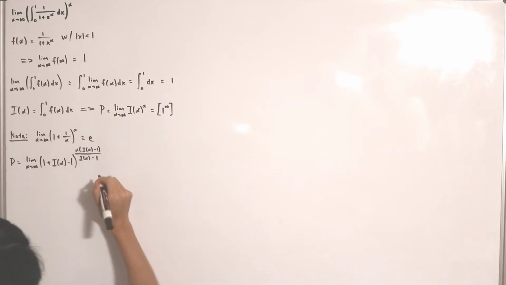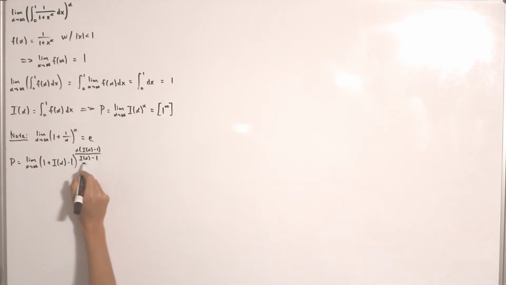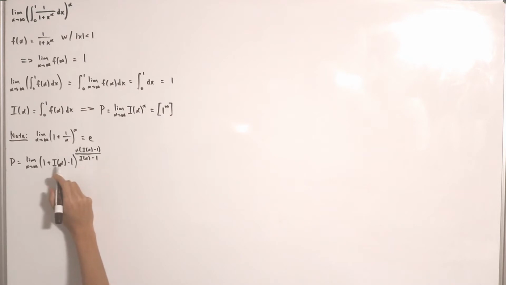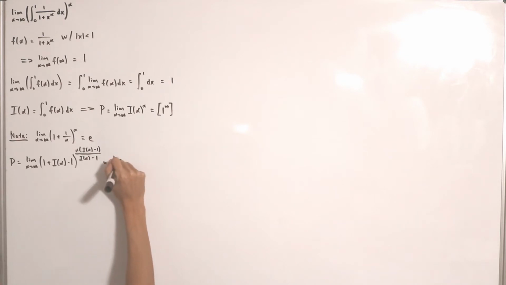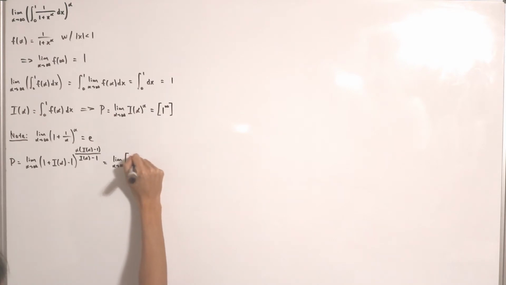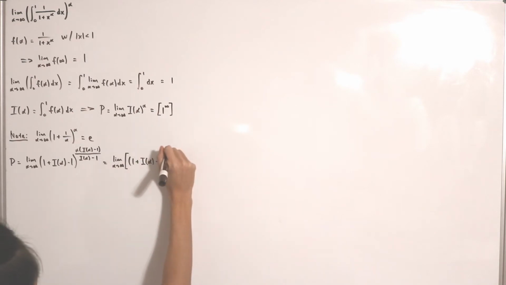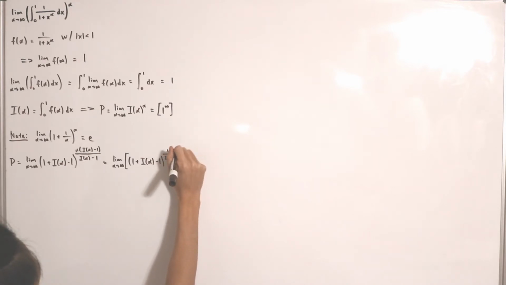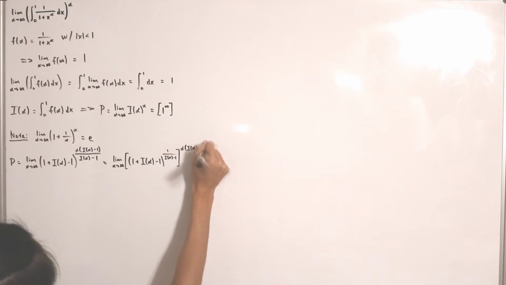Okay. Now, using our rules of exponents, I can move the denominator of the exponent into the inside expression. So simply, this is the same as the limit as alpha approaches infinity, and we write this in brackets. So then this will be 1 plus I of alpha minus 1, with the power of 1 divided by I of alpha minus 1, and that's in parentheses, and then with our power from the numerator here, alpha times I of alpha minus 1.